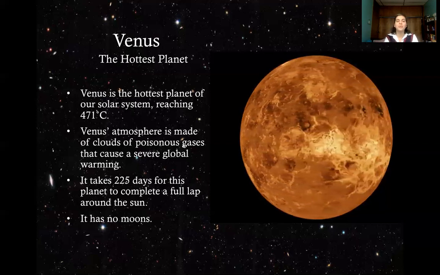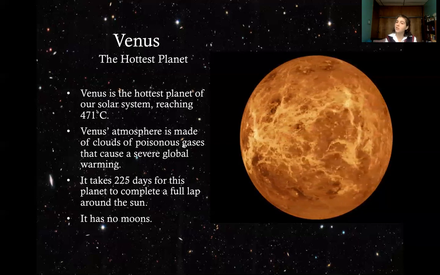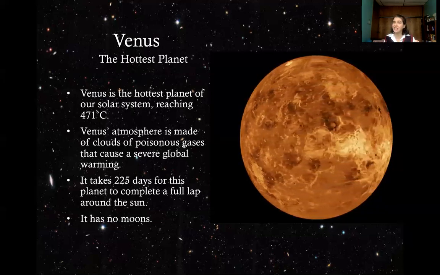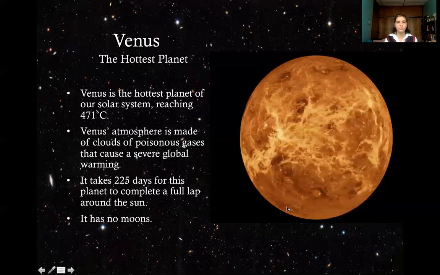It takes 225 days for this planet to complete a full lap around the sun. Okay, so in Venus, the revolution period, which is an entire year, is 225 days. It also has no moons.